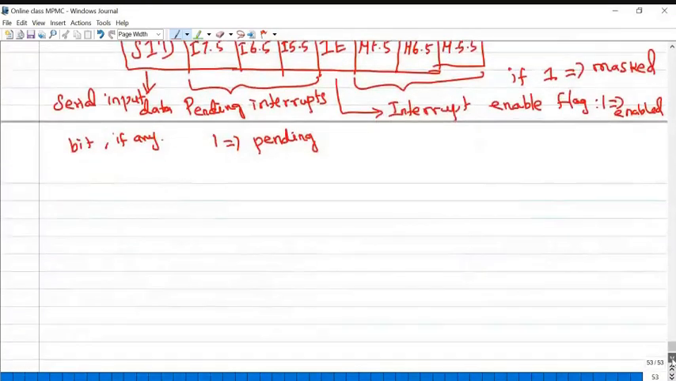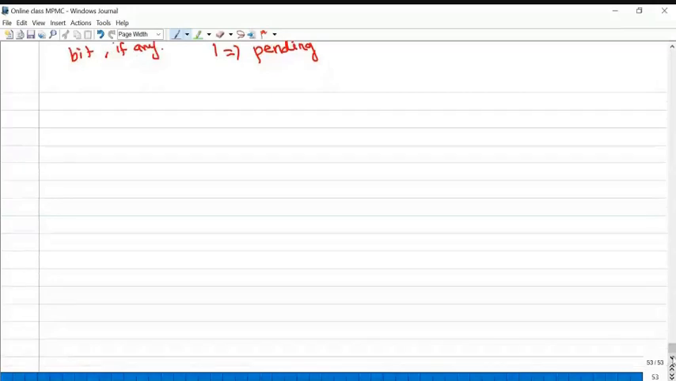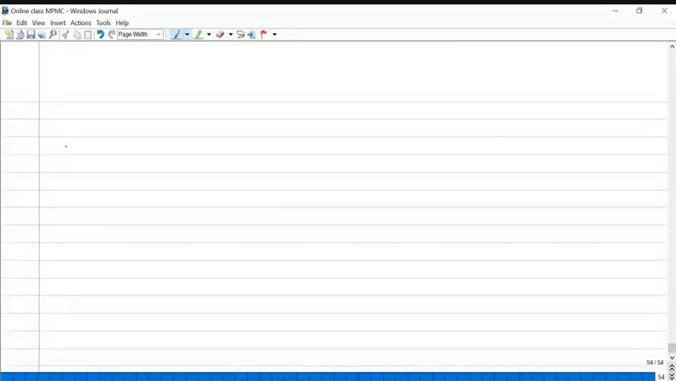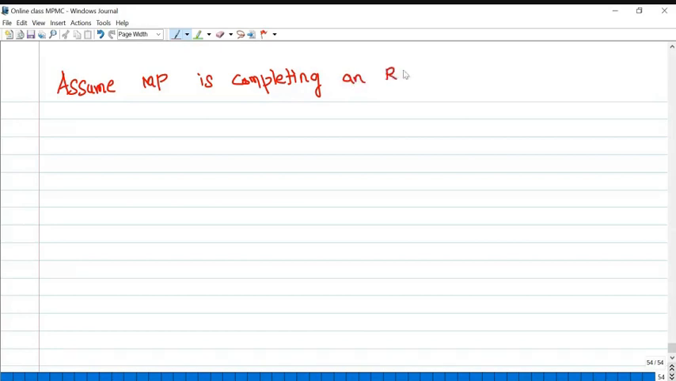One simple program. With this, we'll complete this interrupt topic. To understand this RIM instruction, assume the microprocessor is completing an RST 7.5 interrupt request.